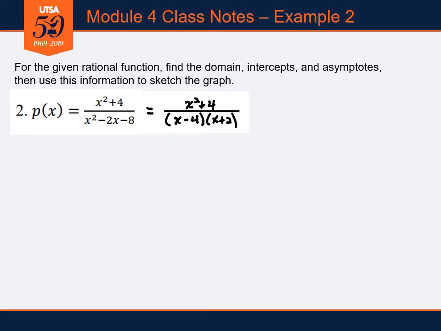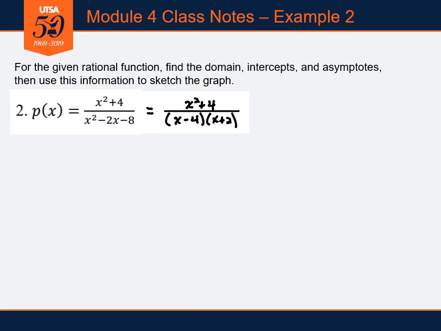I recognize that in the denominator, x minus 4 times x plus 2 is a correct factorization of that trinomial. And then in the numerator, x squared plus 4, that is a sum of two squares, and you can't factor a sum of two squares. So there's no factoring x squared plus 4. We then have factored as much as possible. And now we're ready to, let's say, start with the domain.